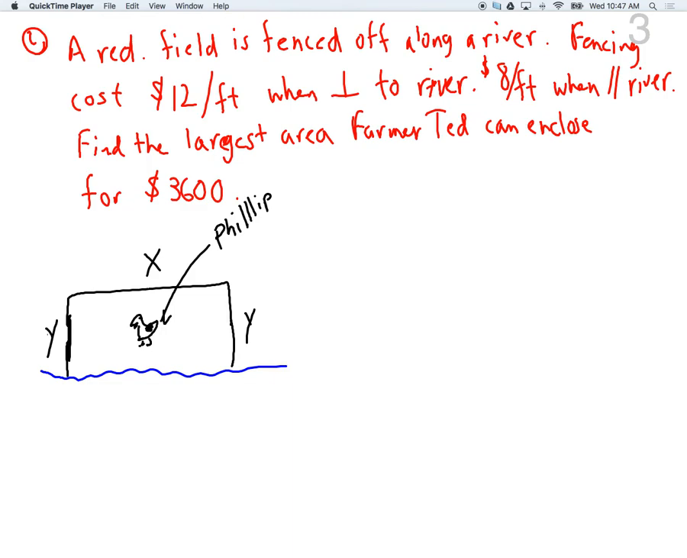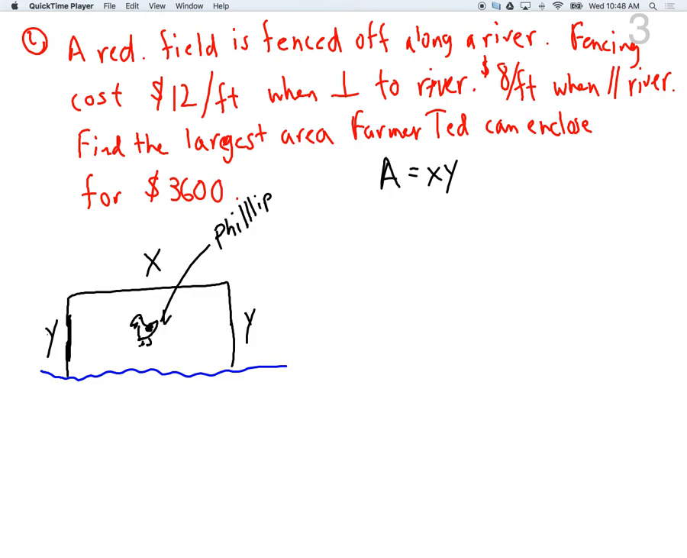Let's get Philip out of the way. I need an equation now. And once we get the equation set up, then the rest is easy because we know that all we have to do is some simple calculus. So what do we got? Find the area, so it's x times y. Okay, so we'll start with the area. The area that Philip can roam is x times y.